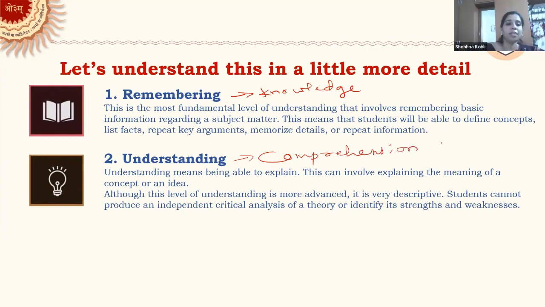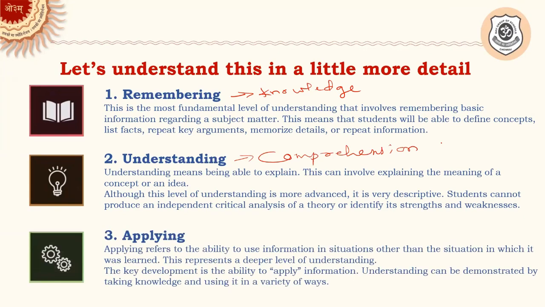Now we'll move to the third level. And what is the third level, teachers? It is the same in both: application. Application, or applying. It is very clear from the word itself. So what will happen? What the child learns, he should be able to apply. Applying refers to the ability to use information in situations other than the situation where he learned it. This represents a deeper level of understanding.